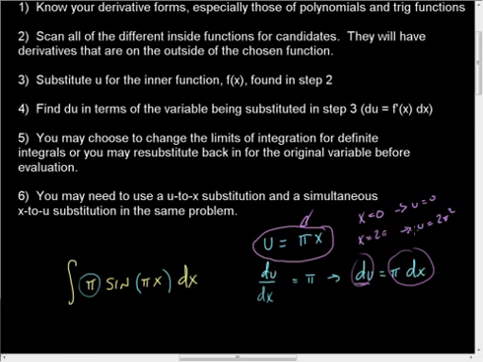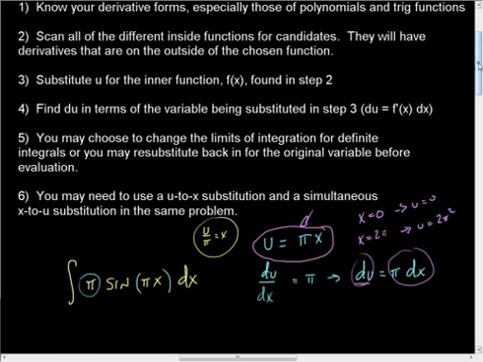And finally, you may need to not only use a u to x substitution, which means define u as some function of x. You also may have to do a simultaneous x to u substitution. Meaning you might have to find, if we wanted to find x in terms of u, this would turn back into u over pi is equal to x. We might have to do that simultaneously. I'll be giving you plenty of examples of all of these different types of tricks, if you will. They're not really tricks. They are proven techniques, but very often mathematicians make a good guess and then go back and prove that their guess must be.